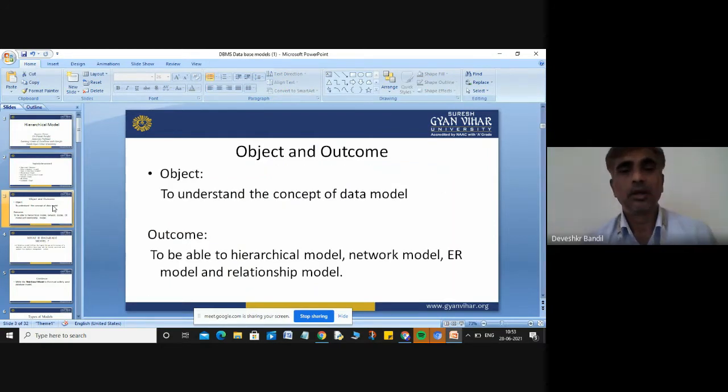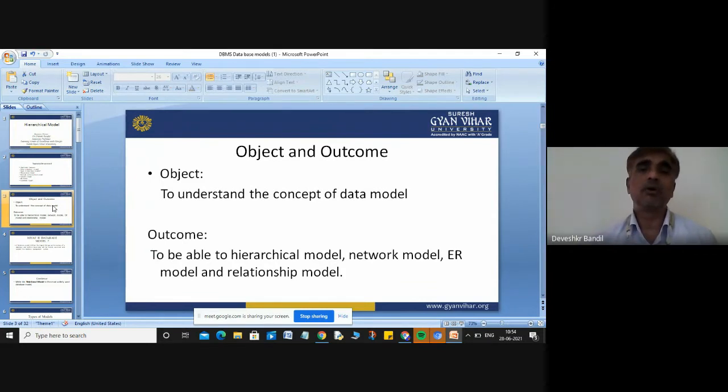If we talk about the objective and outcome of database model, the main objective of this lecture is to understand the concept of data model: your hierarchical model, network model, and relational data model. Here I will take the hierarchical model briefly. Briefly means I will also take the example of a hierarchical model, the disadvantage of a hierarchical model, and the characteristics of your hierarchical model.